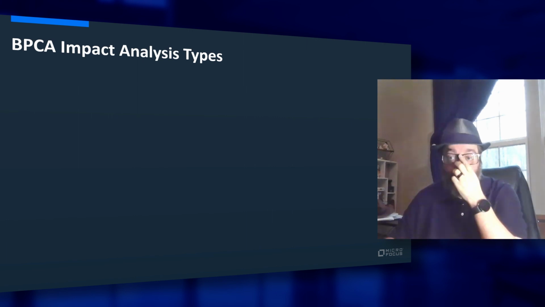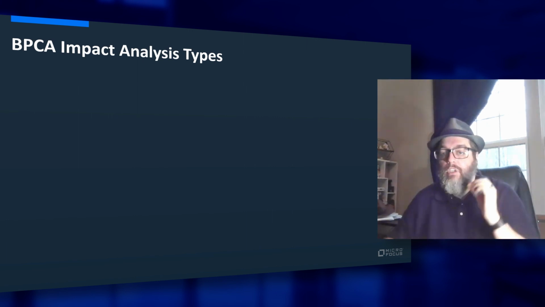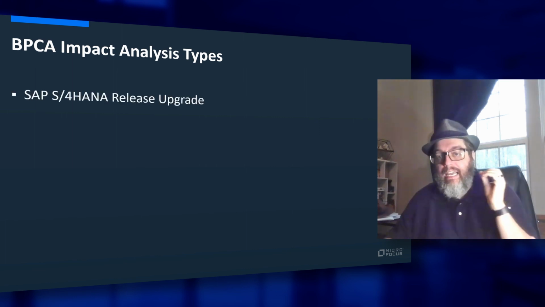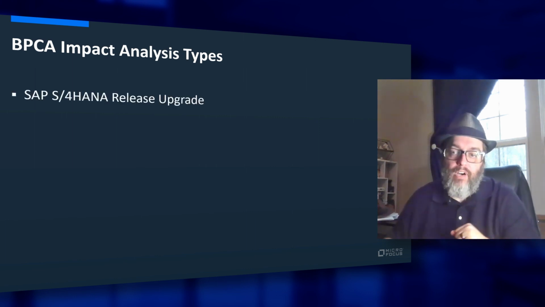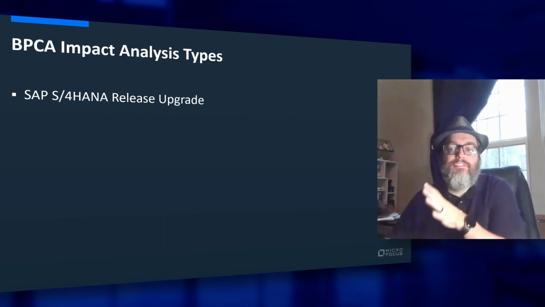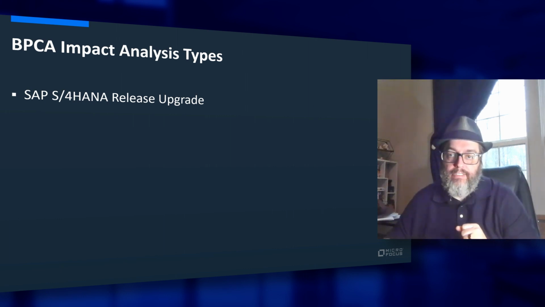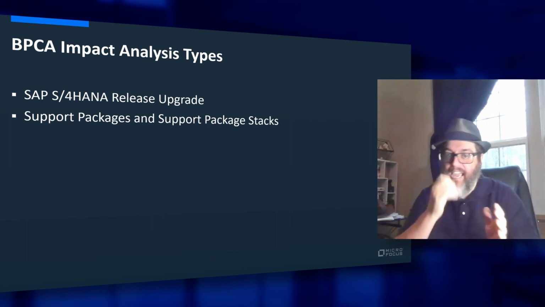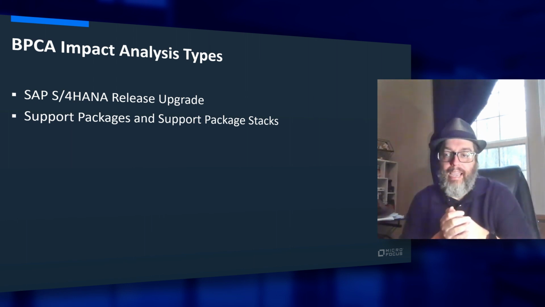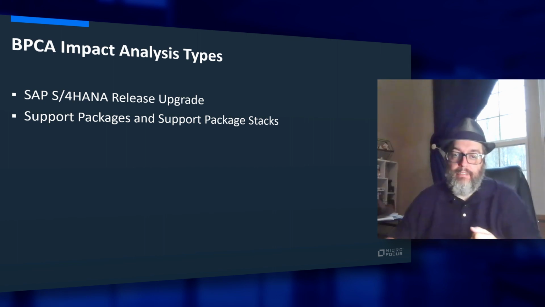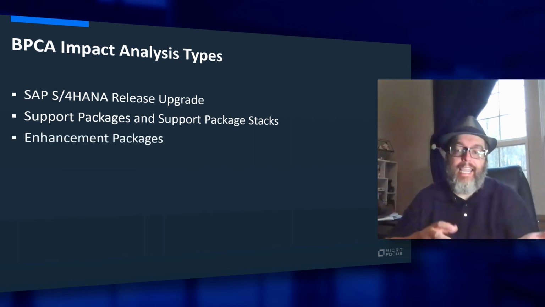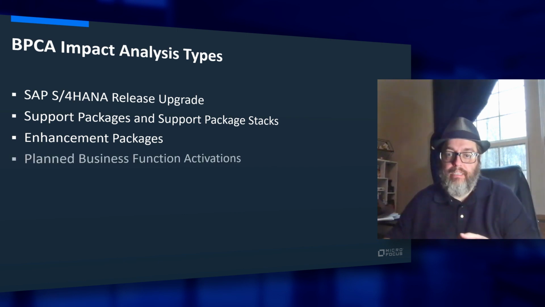Now, when you're setting up to run a BPCA run, you have multiple types of analyses that you can perform. And those are, first, an SAP S/4HANA release upgrade, where you're doing a full SAP S/4HANA release. Next would be a support pack or a support package stack, where you're applying that support pack from SAP into your environment. Next would be an enhancement pack, or you're applying an enhancement pack that you've gotten from SAP.